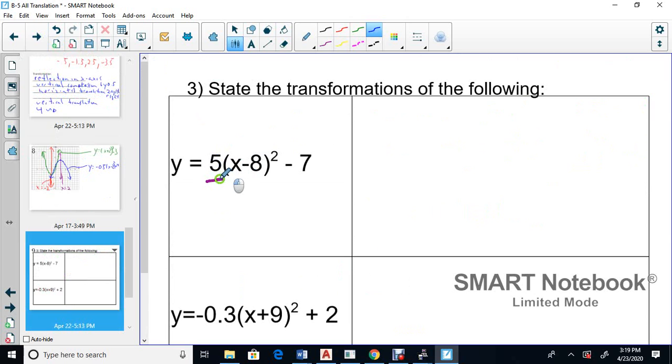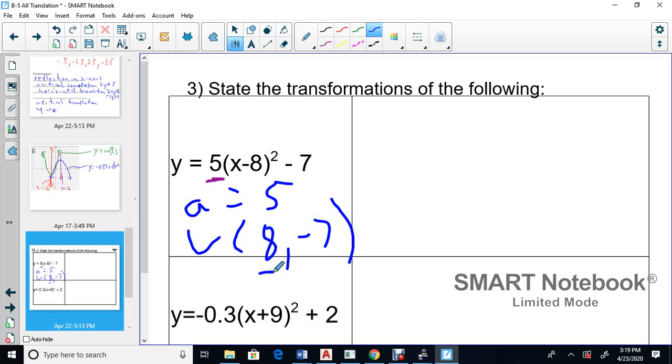Okay, so we're going to start off with the 5. So that's our step pattern. So A equals 5. This helps me out when I do this. And vertex is 8, negative 7. So I like to put A is 5 so I can write the transformations in 8, negative 7. The 8 tells me it goes 8 to the right. The negative 7 tells me it goes down by 7.